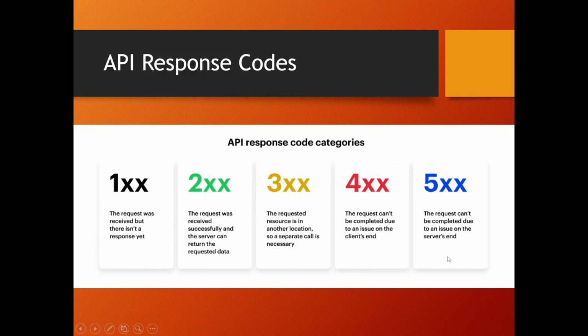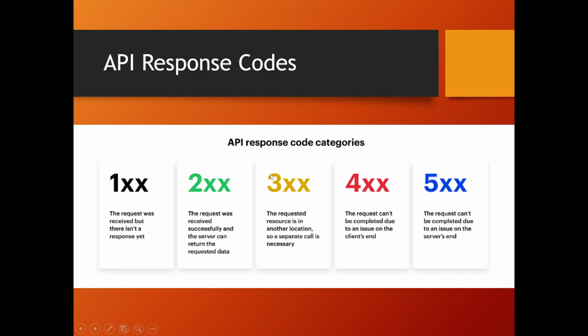Then API response codes. Codes starting with 1 mean the request was received, but there is no response yet. Starting with 2, the request was received successfully and the server can return the requested data. So it is returning the data from the server, and it's displayed to the client.